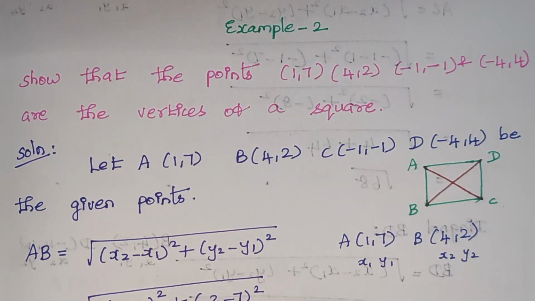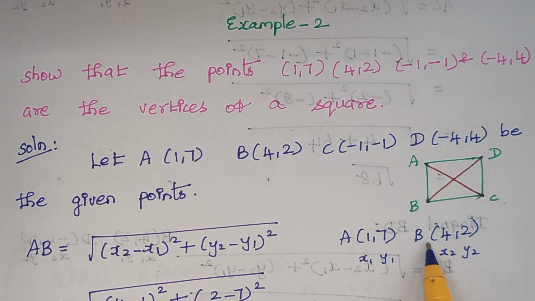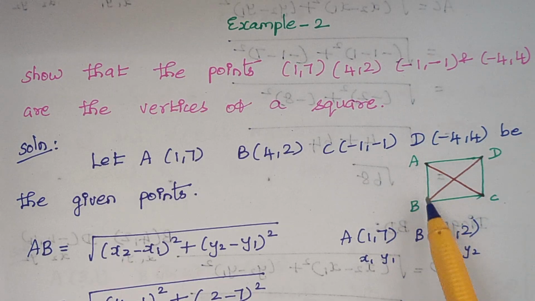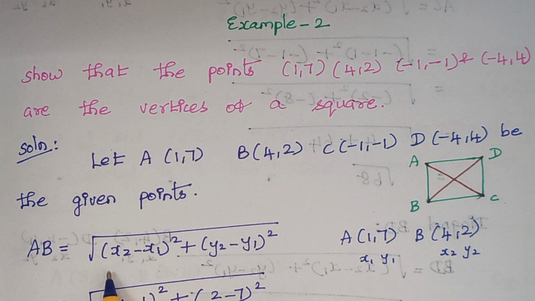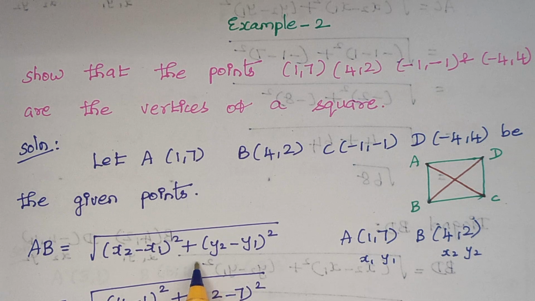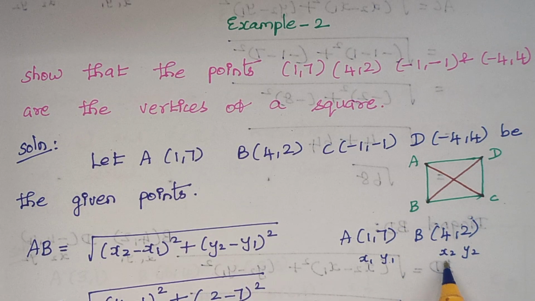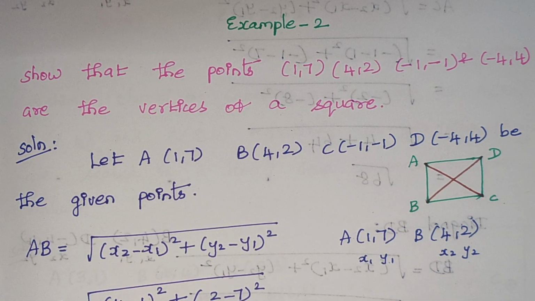So here AB is again A (1,7), B (4,2). And what is the formula to find the distance between 2 points? It is square root of (x2 minus x1) square plus (y2 minus y1) square. So here this is x1, y1 and these points make x2, y2. So now just substitute the values.